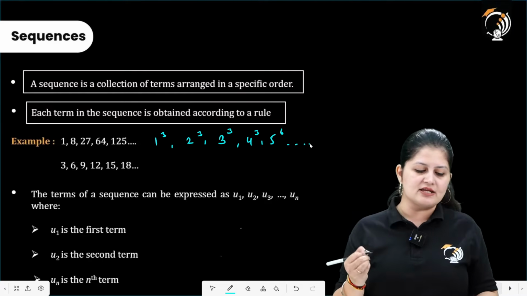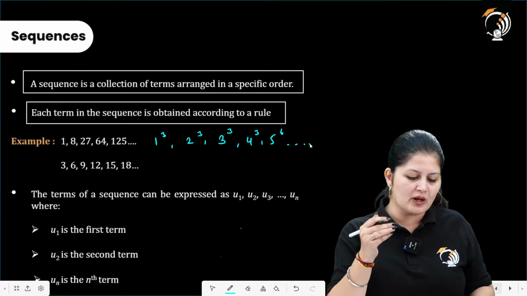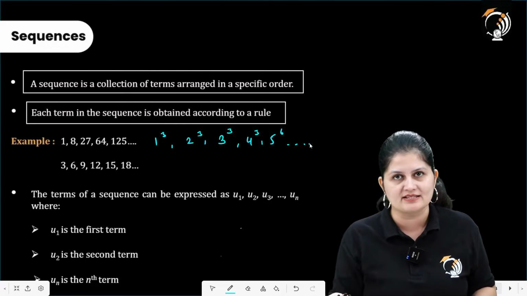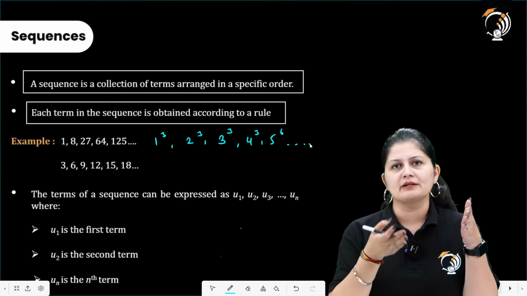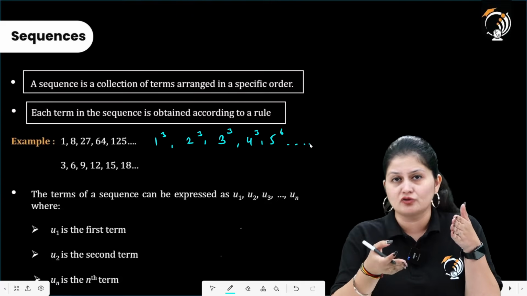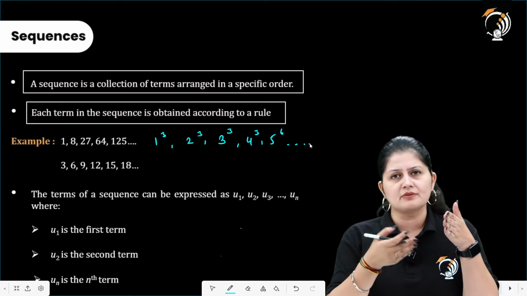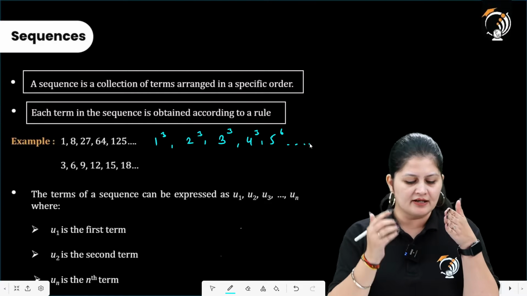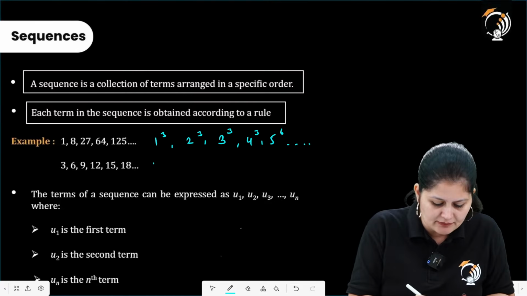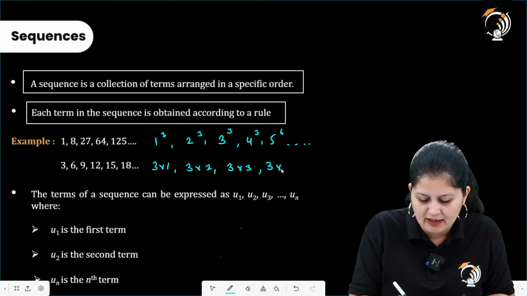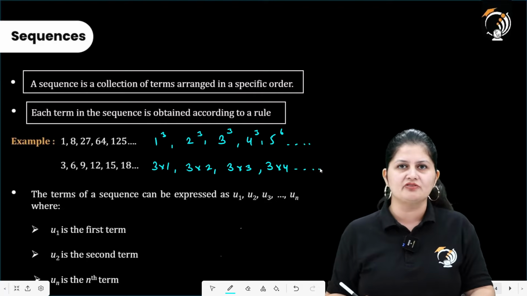Talking about the second sequence, it is 3, 6, 9, 12, 15, 18. This is nothing but the multiples of 3 that we can see. The first term is 3 multiplied with 1. The second term is 3 multiplied with 2. The third term is 3 multiplied with 3. The fifth term is 3 multiplied with 5. The sixth term is 3 multiplied with 6. So this is 3 multiplied with 1, then 3 multiplied with 2, then 3 multiplied with 3, then 3 multiplied with 4. This is the pattern that we can observe here.